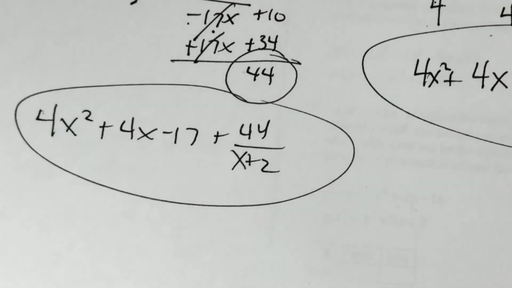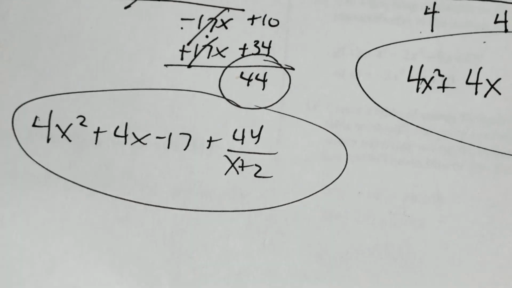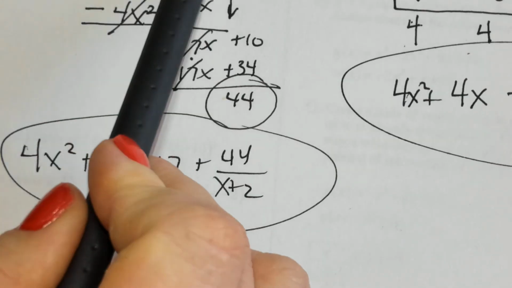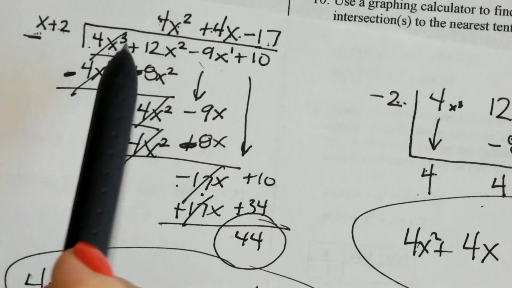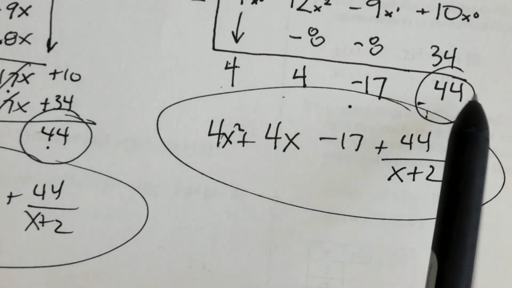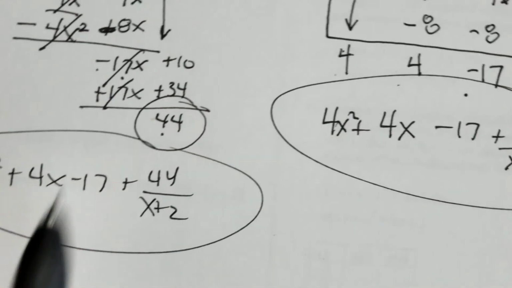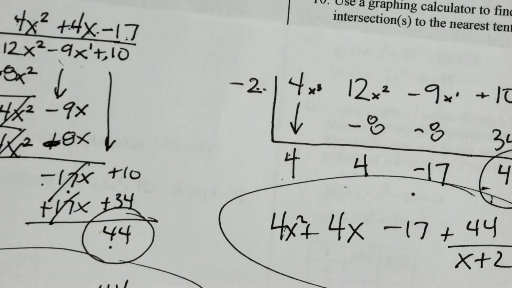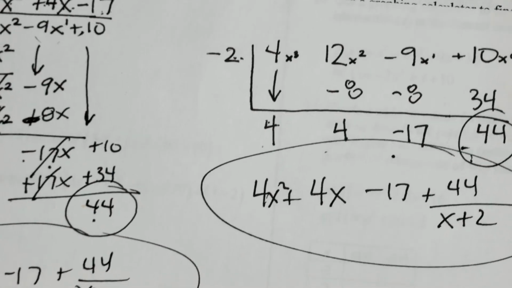The next question asks, is x plus 2 a factor of this polynomial? Is x plus 2 a factor? And the answer is no, because we have a remainder. If it is a factor, you'll get a remainder of 0. And if something is a factor, that tells us it's a real root or an x-intercept.